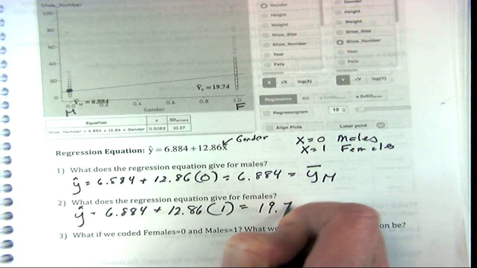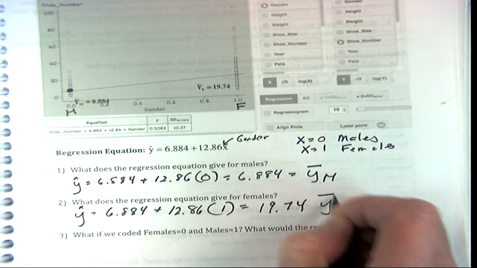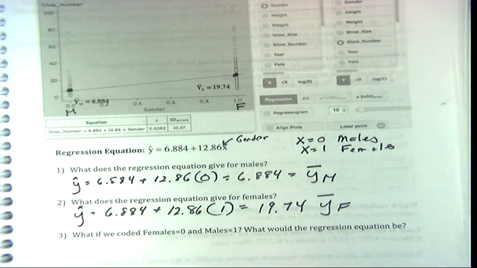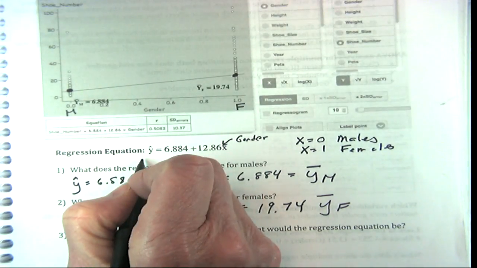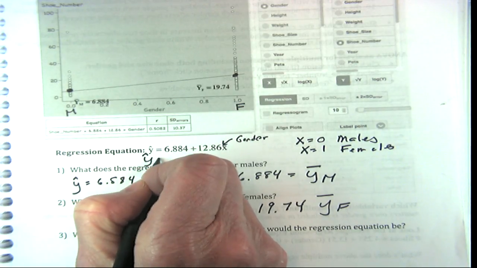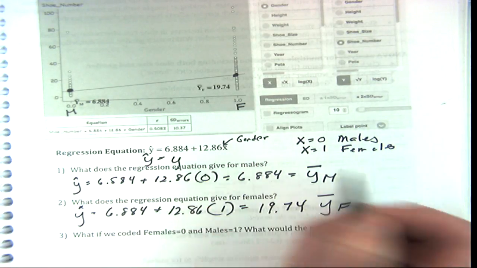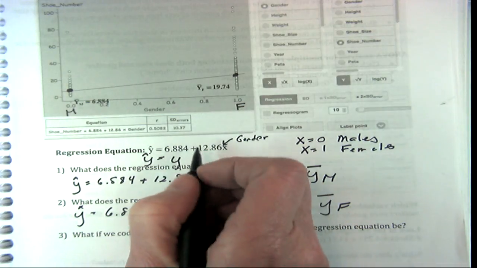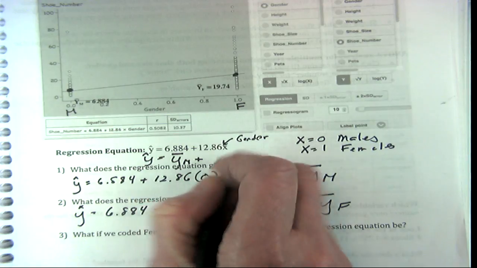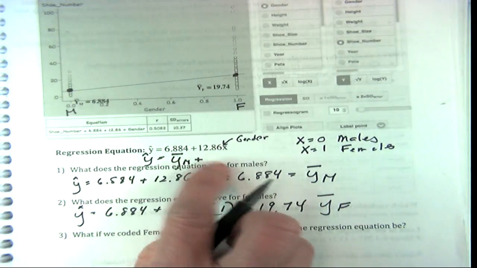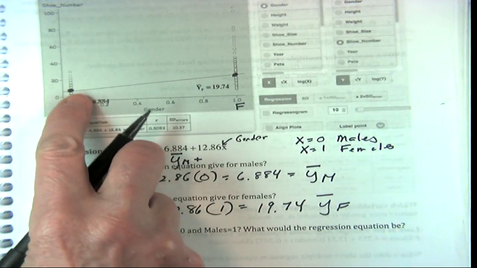And this, of course, gives you the average for females. It's right here. And can you see what this equation really is? This equation is saying, okay, the predicted number of shoes is going to be the average for the guys plus, what's this? Look at this. It's the slope as you go from 0 to 1.